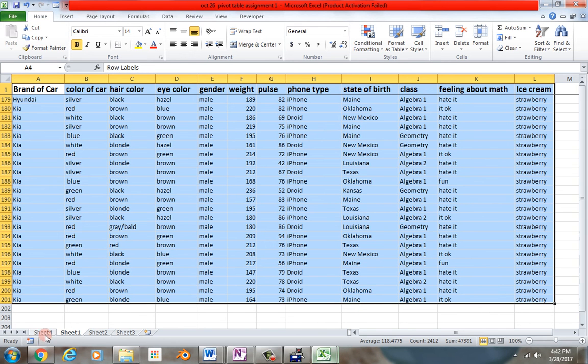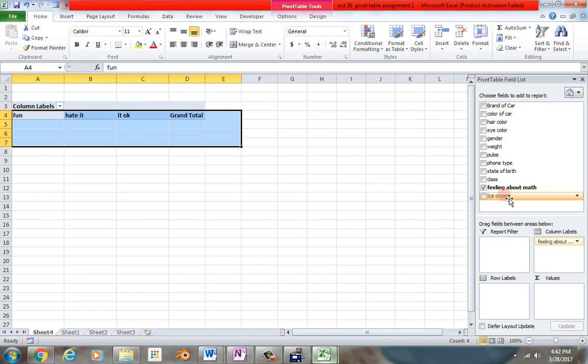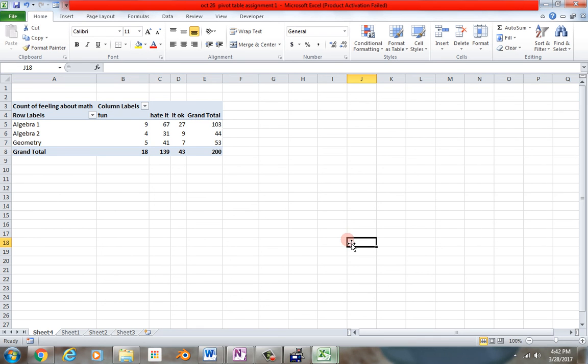So I already have this pivot table set up. We'll just click on these and you can just drag them out. But we'll leave feeling about math. Let's put feeling about math on the count as well. That's key. And then let's drag in the class. Boom. Okay?